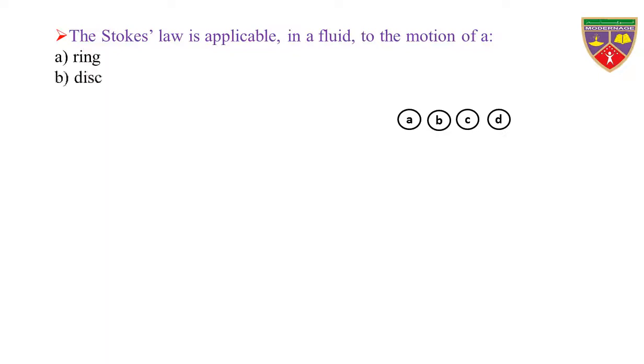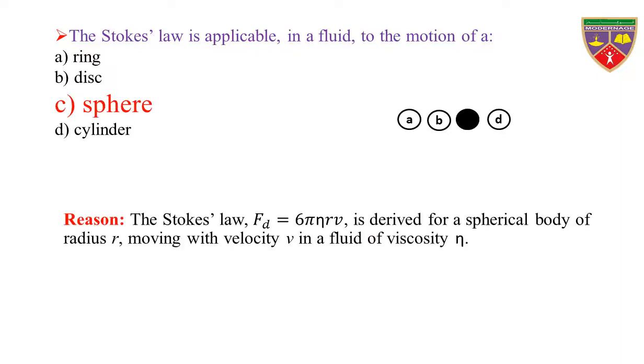The Stokes law is applicable in fluid to the motion of a: option A, ring; option B, disc; option C, sphere; option D, cylinder. The key is sphere. Therefore, the correct option is C.